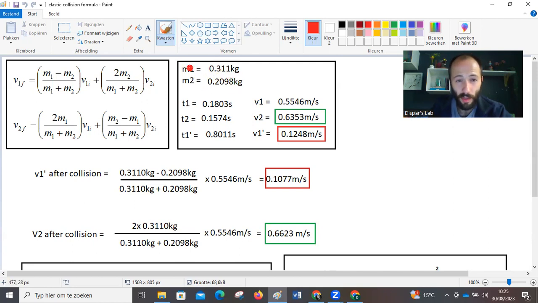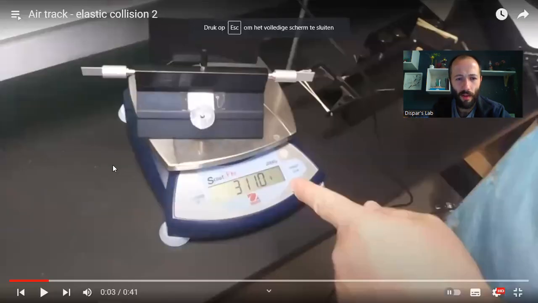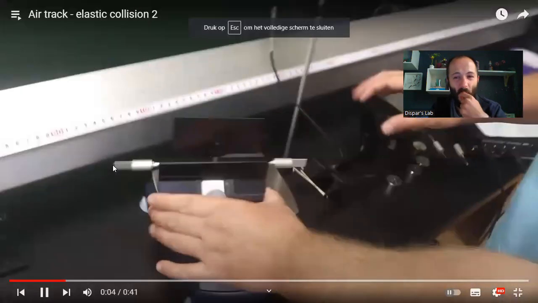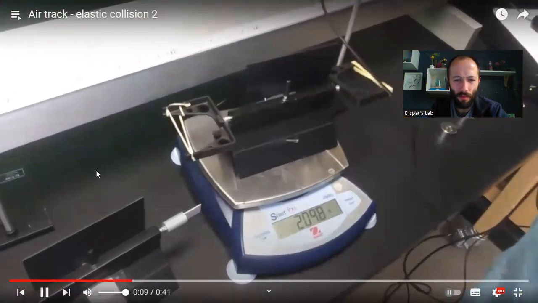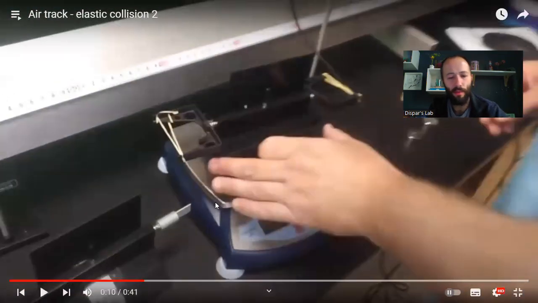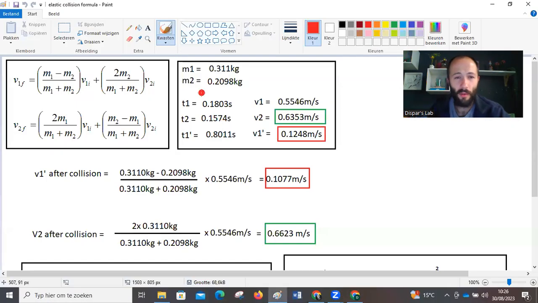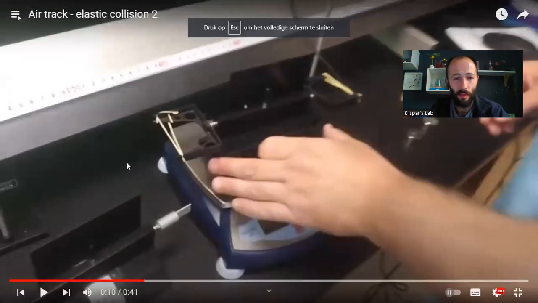So here we see mass 1. Here's all the data in this square. Mass 1 equals 311 grams, so converted into kilograms, 0.311 kilograms. Now mass 2. Okay, so you got 209.8, which becomes 0.2098 kilograms.